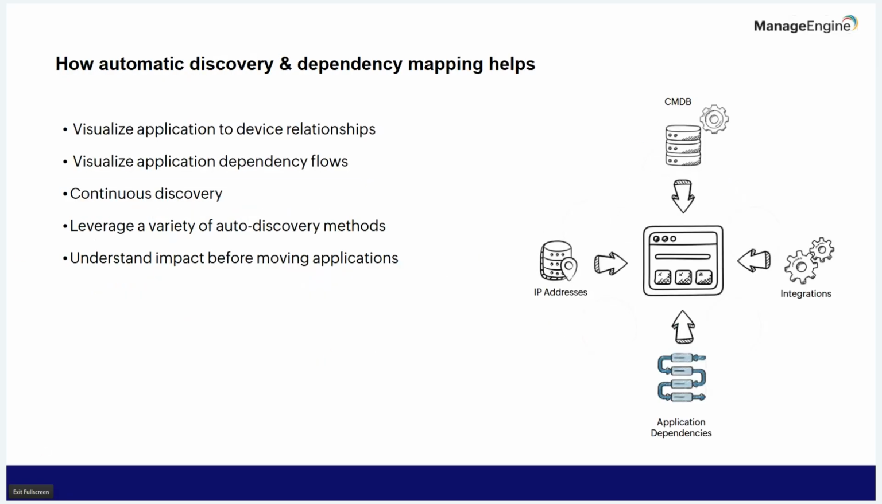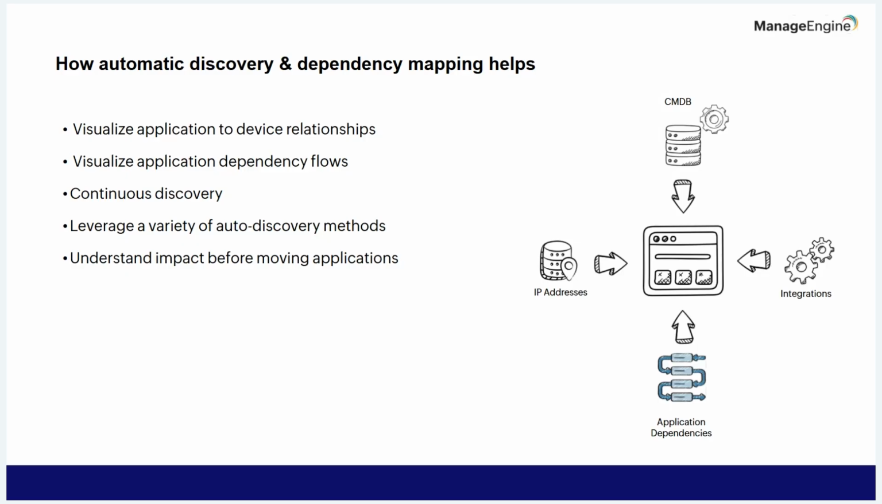As we are talking about discovery and dependency, how does automatic discovery and dependency mapping help an IT operation team or an application team? Basically, it helps you to visualize the application through device relationships. It helps you to visualize the application dependency flow, and we are able to achieve continuous discovery with the help of scheduled discoveries as well. So we can schedule the discovery, and you can keep your inventory updated.